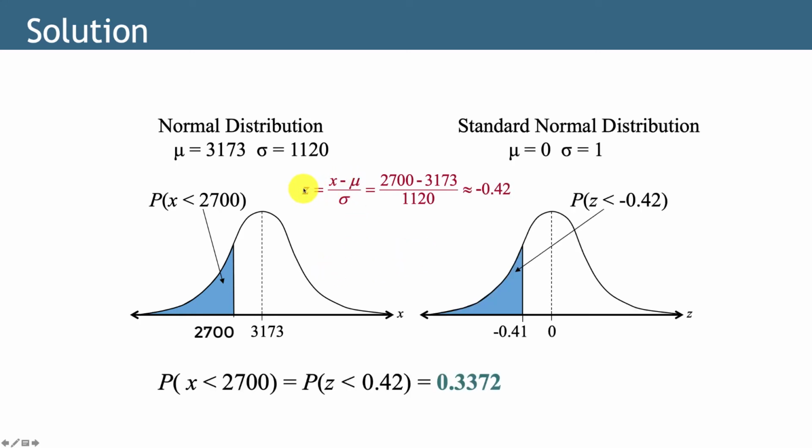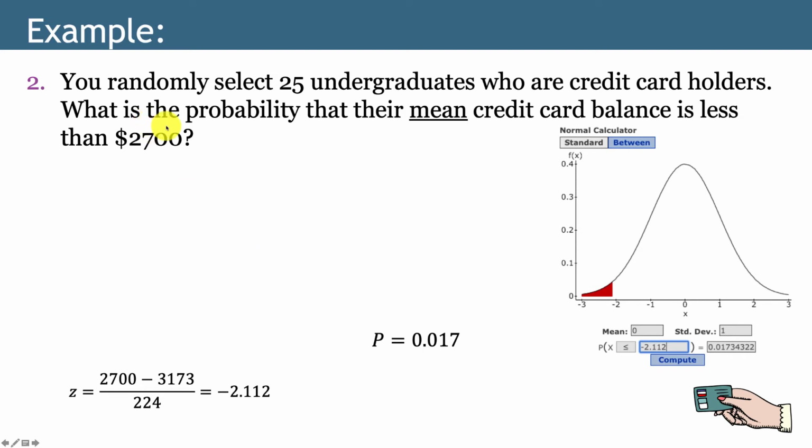So if you do z-scores, we will take this normal distribution and turn it into z-scores. That converts it into a standard normal distribution. And so that mark there has a z-score of negative 0.41. So if I go to StatCrunch and look that up to the left, that's going to spit out a probability of 0.3372. So what is the probability that an individual has a credit card debt less than $2,700? Well, it's 33.72%.